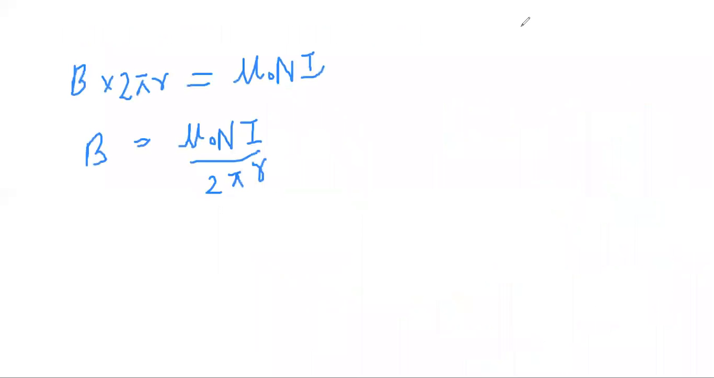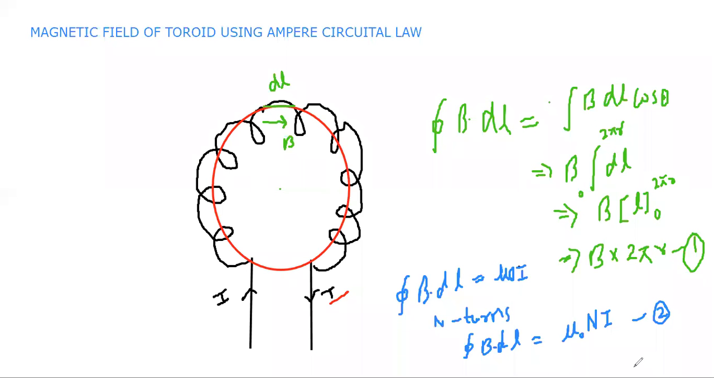So this is the expression of the magnetic field of a toroid using Ampere's circuital law. By knowing these values, you can calculate the magnetic field of a toroid. The important point to remember is that the magnetic field outside and inside the toroid is equal to 0. The magnetic field is only in this tubular region.